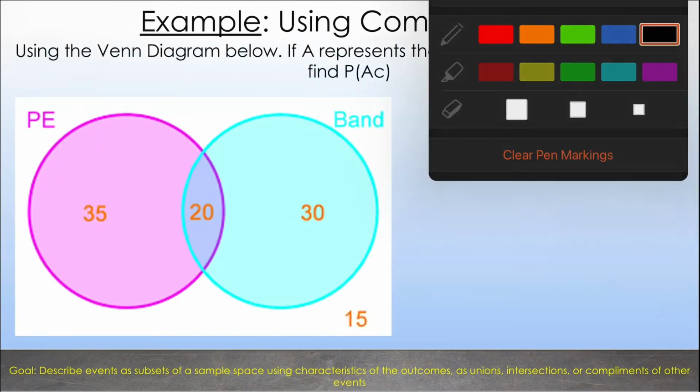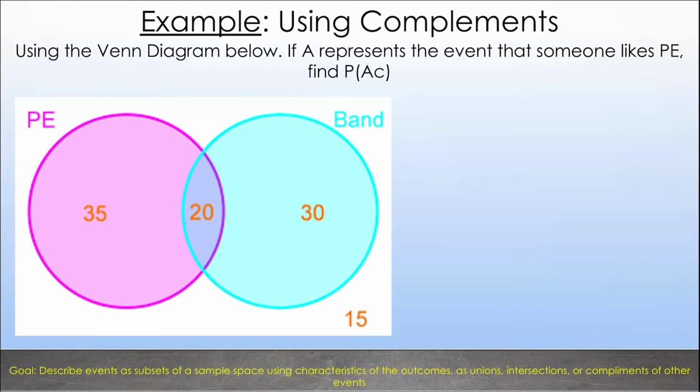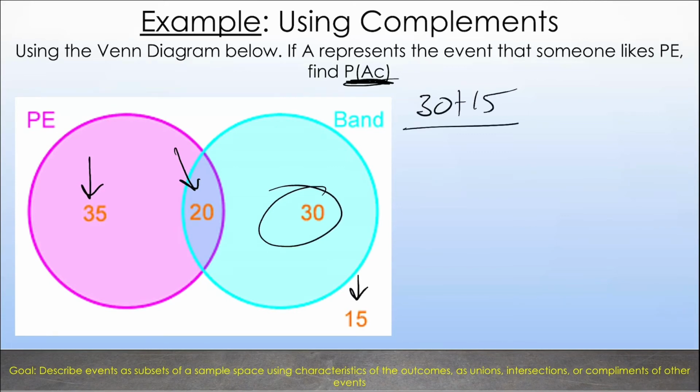Let's look at how we would do this. Using the Venn diagram below, if A represents the event that someone likes PE, find the probability of A complement. So we're looking for the probability of someone that does not like PE. Well, these people like PE, and we also know that those people like PE. So I have these 30 that do not like PE, and these 15, all divided by my total, 35 plus 20 plus 30 plus 15.